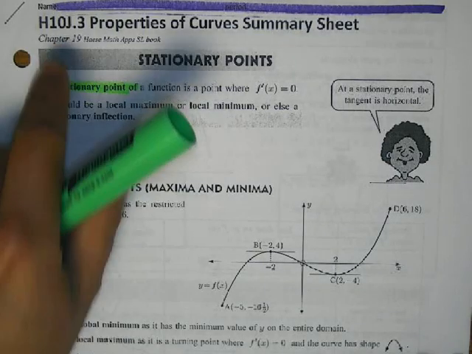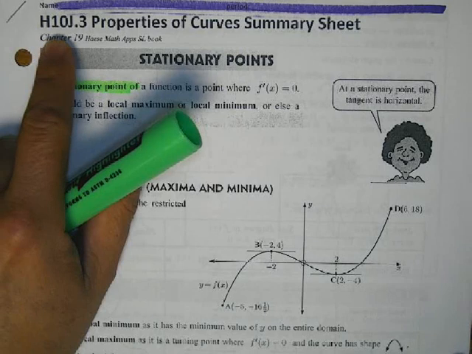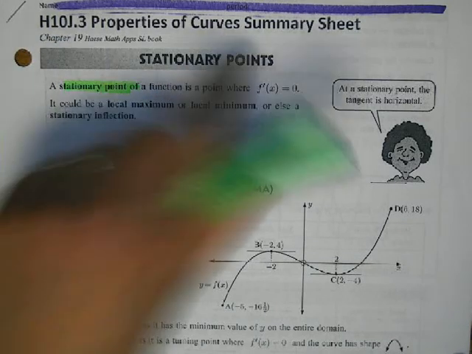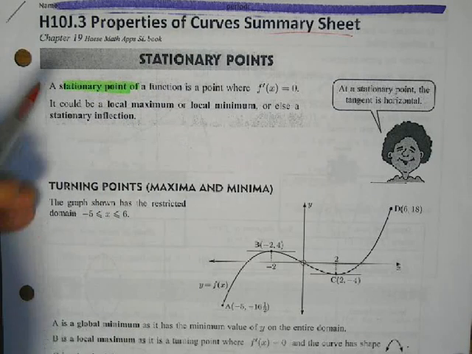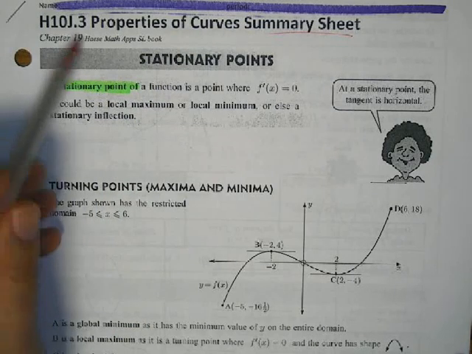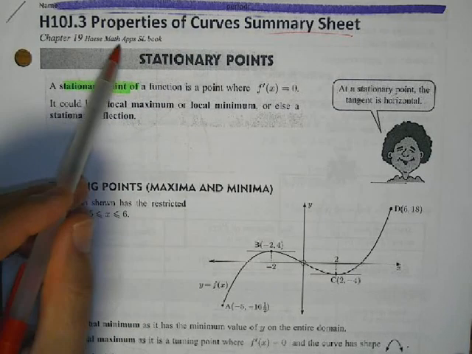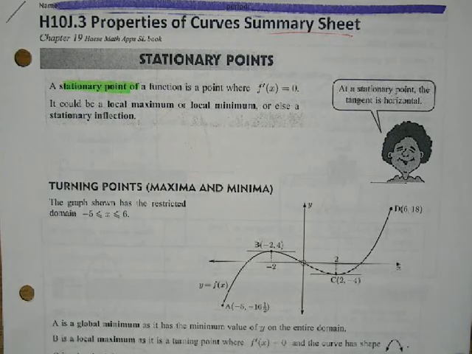Okay, this is H10J.3 Property of Curves summary sheet. I pretty much made this from chapter 19 of the Hayes Math Applications SL book. It does a really nice job of talking about the different vocabulary that we need for this chapter.